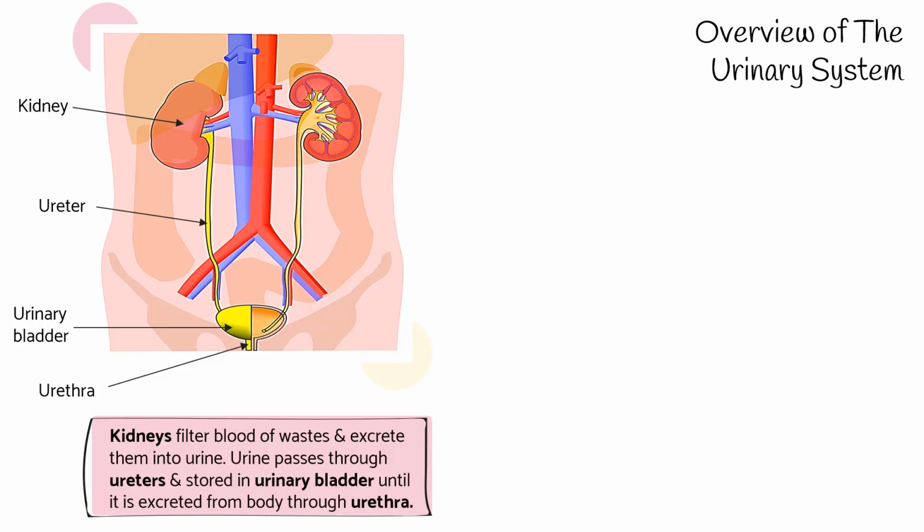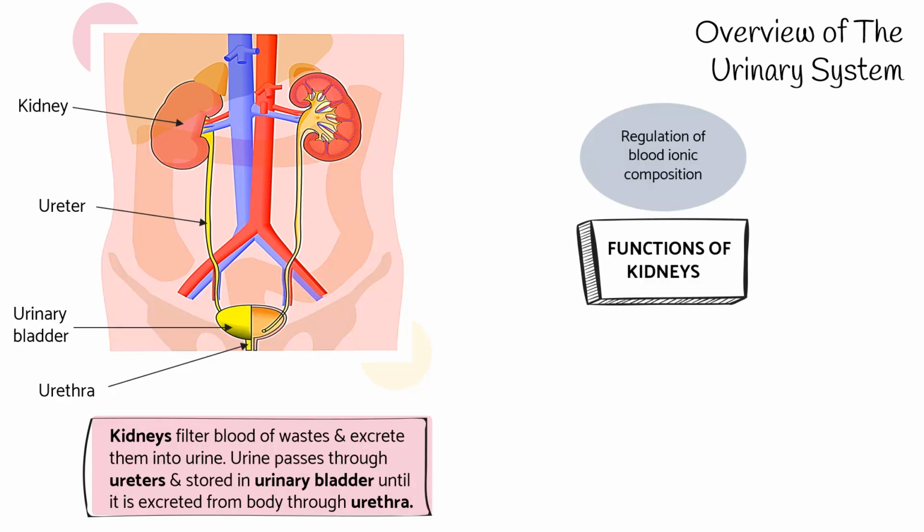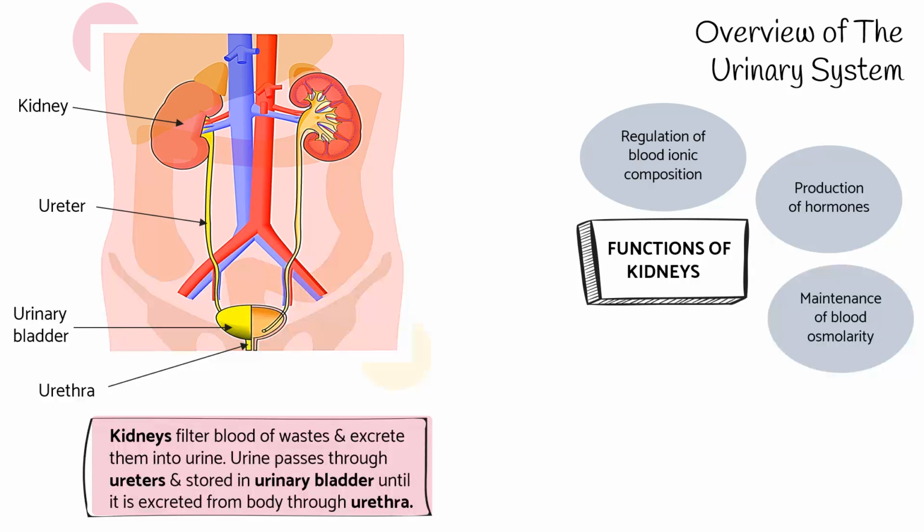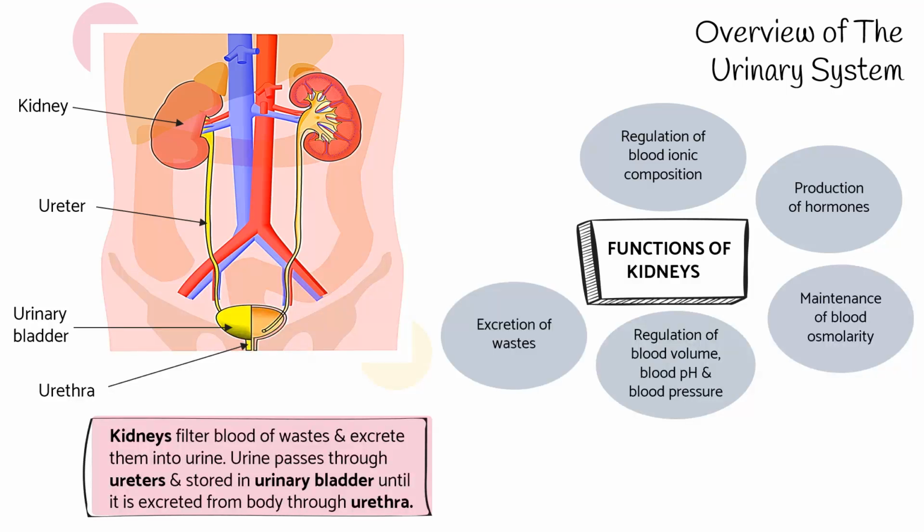The kidneys do the major work of the urinary system. Functions of the kidneys include regulation of blood ionic composition, production of hormones, maintenance of blood osmolarity, regulation of blood volume, blood pH and blood pressure, excretion of wastes, and also regulation of blood glucose level.